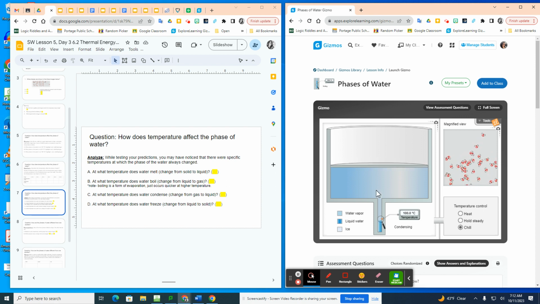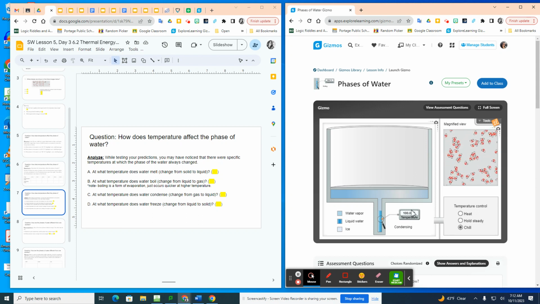At what temperature does water condense? Change from a gas to a liquid. All right, so it looks like we might be condensing. Yep, we're condensing. So what temperature is that? This would be letter C. What temperature is condensing? What temperature is that?